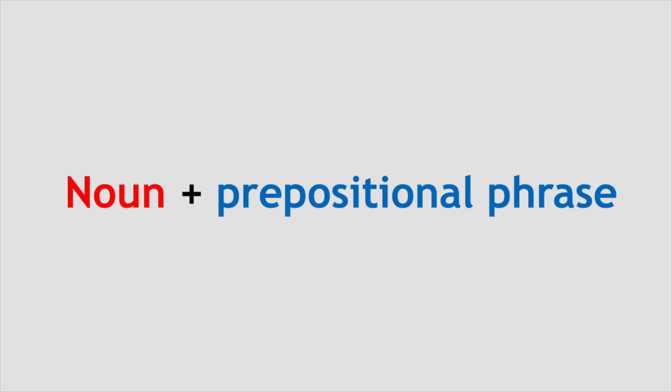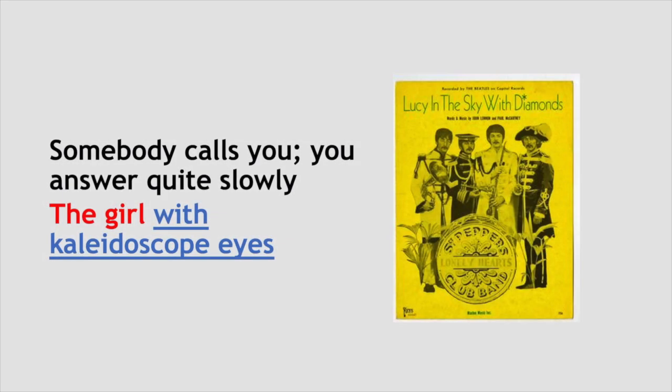A. Post-modifying a noun. Aside from adding adjectives before a noun, we can enrich a noun by adding a prepositional phrase after it. Let me use a line from Lucy in the Sky with Diamonds, a 1967 song by the Beatles. So somebody calls you, you answer quite slowly. The girl with kaleidoscope eyes. The prepositional phrase with kaleidoscope eyes would be to give more information about the girl, whatever kaleidoscope eyes means.